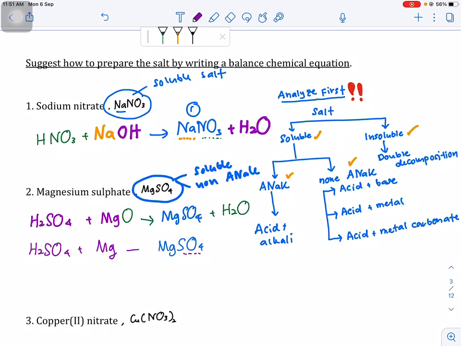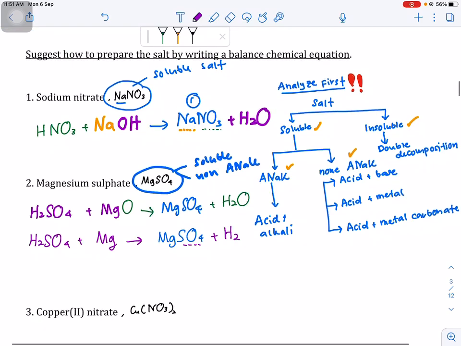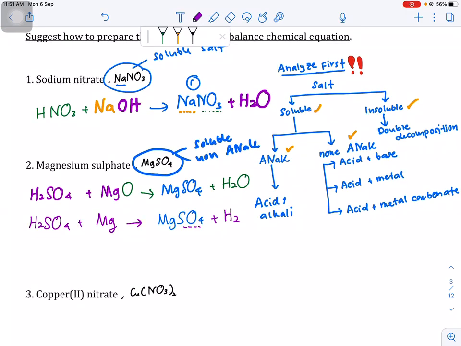So sulfuric acid plus the magnesium, the products will be salt and, you have to know, salt and hydrogen gas, H2. So make sure it's balanced. Yes, it's already balanced. Do we have another suggestion?